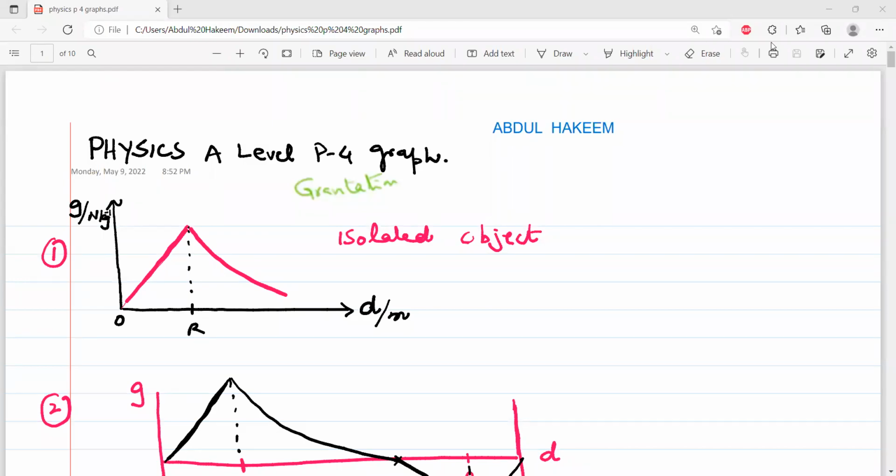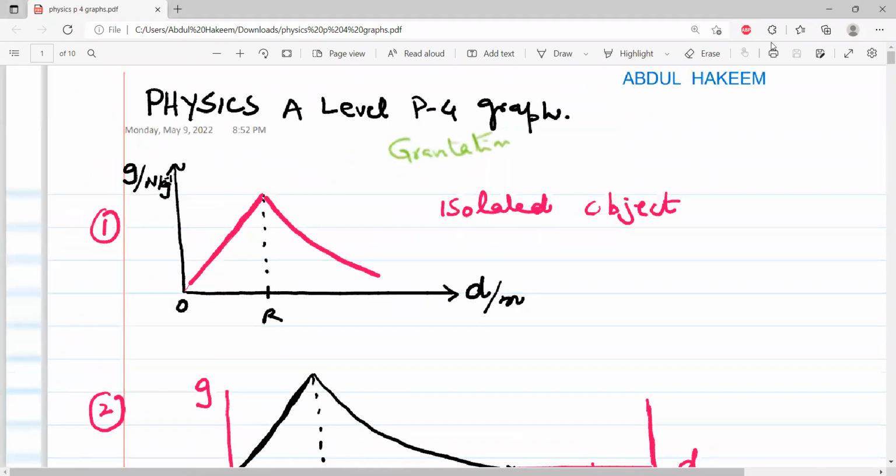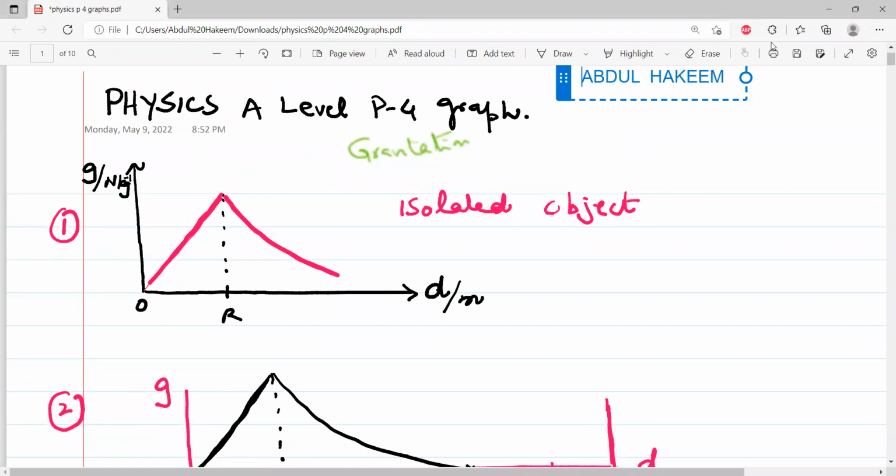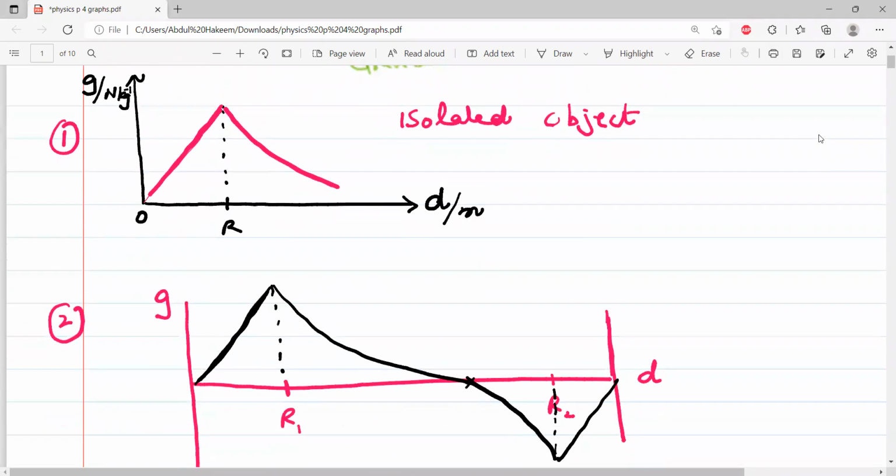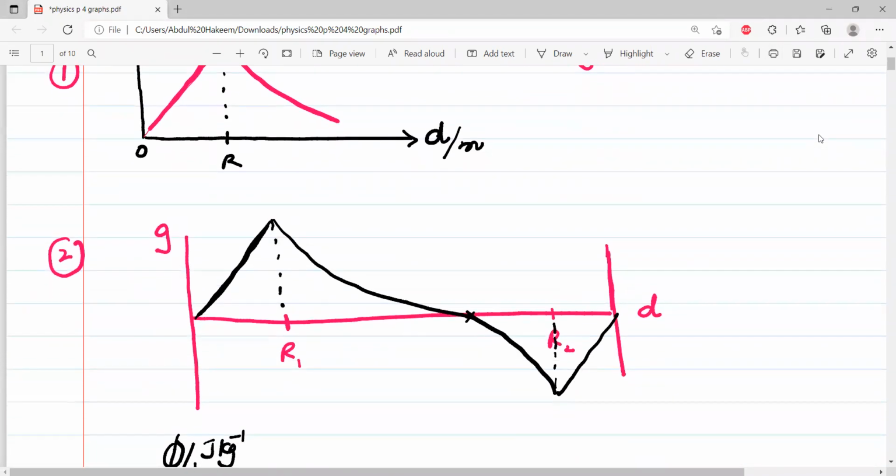Okay, so for the paper 4, physics A-level paper 4, important graphs for the whole paper. The first graph, gravitational field strength on the y-axis and the distance from the center of the planet on the x-axis for an isolated object, an isolated planet. So this is the graph. Then if the graph is required between two planets, then this is the resultant graph. So inside the planet, directly proportional, outside inversely, but here the resultant g is 0.